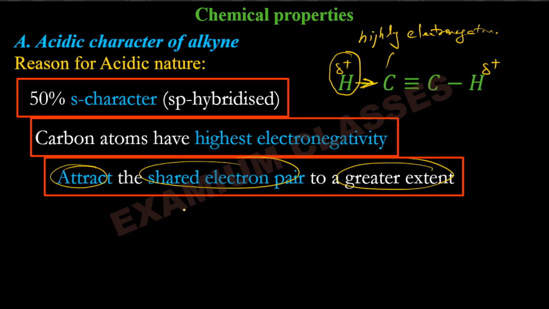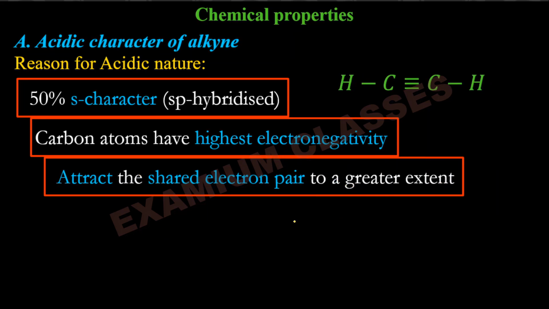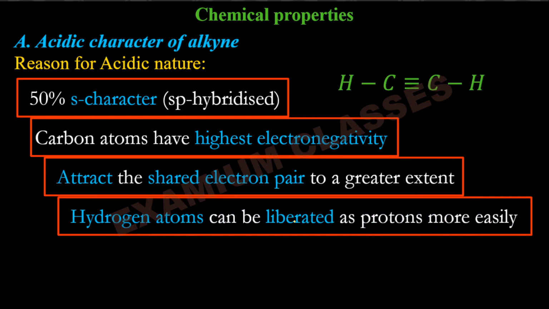Acids give proton. So for example, HCl is acid. It will give you H plus. So it gives you proton. If you have H2SO4, that is acid, it will give you H plus and HSO4 minus. It will give you a proton. So the compounds which can give proton, which can release proton, are acids. Here ethyne has, or alkynes have, higher tendency to lose proton. So that's why they are more acidic as compared to alkenes and alkanes. So hydrogen atom can be liberated as proton more easily, acidic nature.